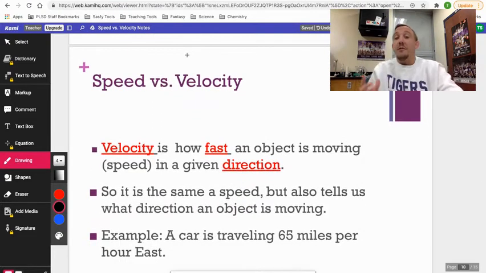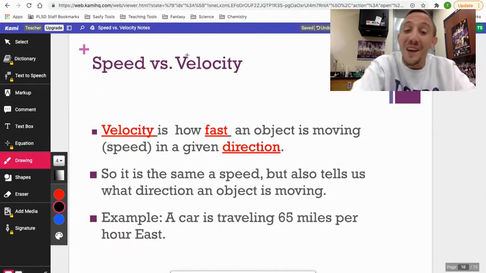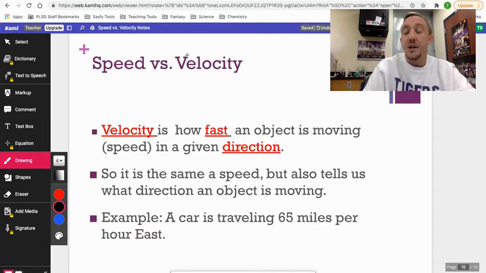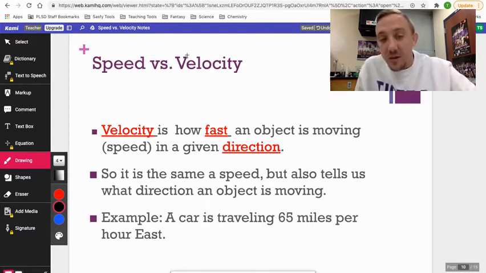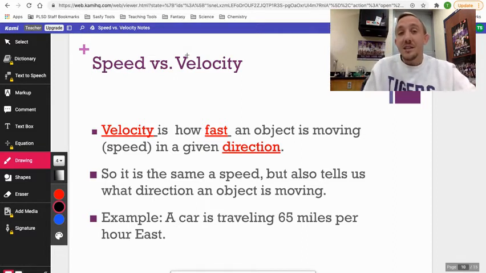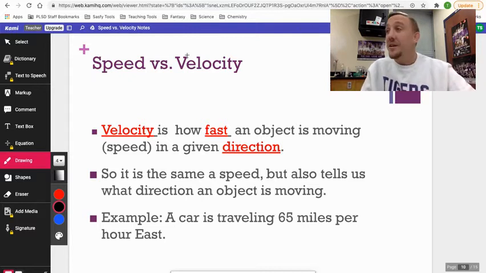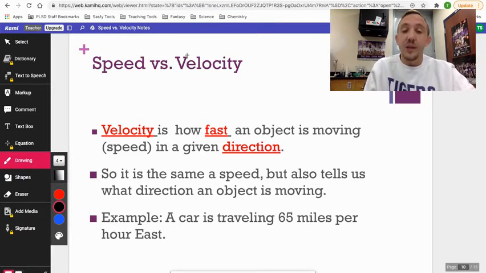Velocity is how fast an object is moving in any given direction. So this is where we go back to scalar and vector. Velocity is a vector quantity, meaning it's not just how fast you're going, it's how fast you're going in any given direction. So direction is crucial. It's the same as speed, but it also tells you the direction in which an object is moving.